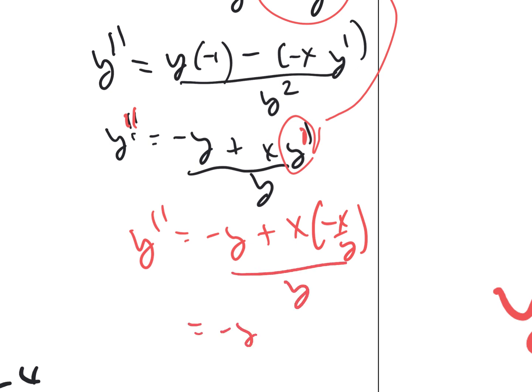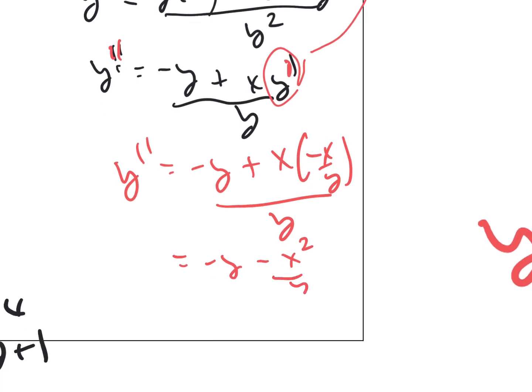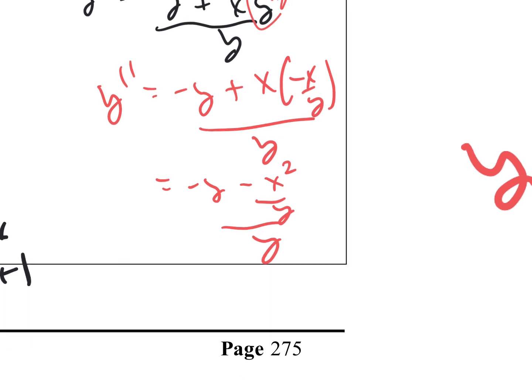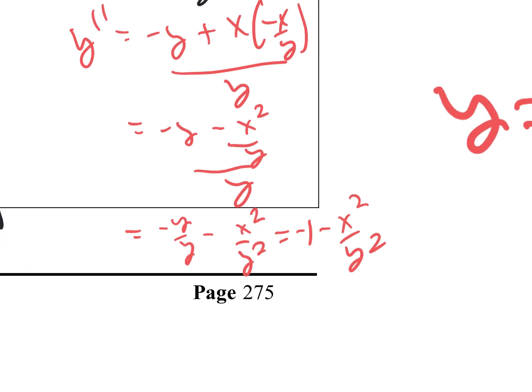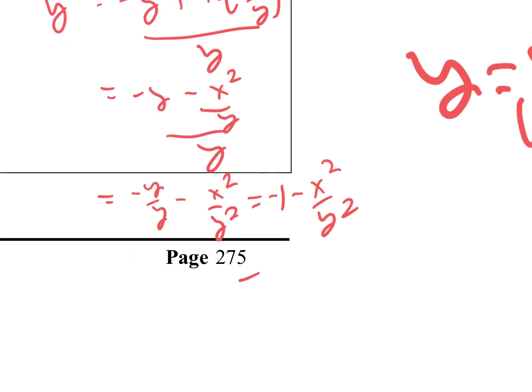negative y minus x squared over y, all over y squared. I can do better: equals negative y over y squared minus x squared over y squared... I can still do better: negative y squared minus x squared, all over y cubed. I'll let you chew on that simplification.